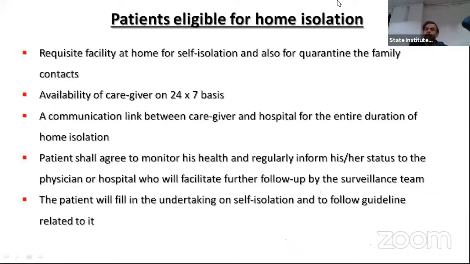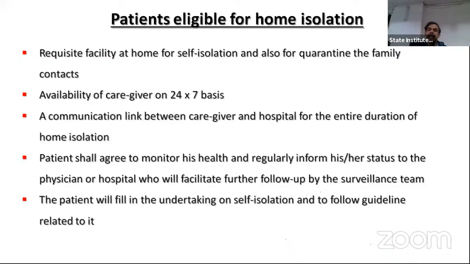So what are the requirements for home isolation? First, there should be requisite facility at home for self-isolation. By that, I mean a separate room, preferably a separate toilet for the patient. There should also be facility to quarantine the other family members. These things are important. Only then can you advise self-isolation at home. Then there should be availability of a caregiver on a 24/7 basis, and the caregiver will establish a communication link between the patient and the hospital for the entire duration of the home isolation.